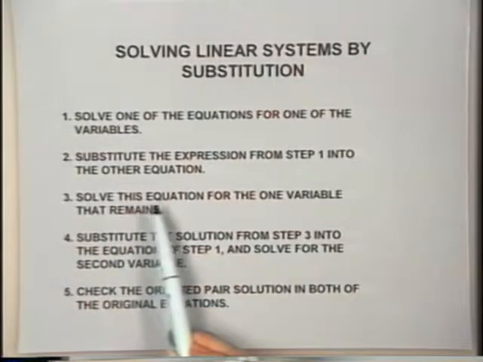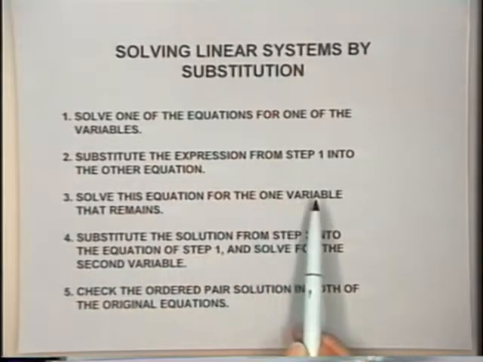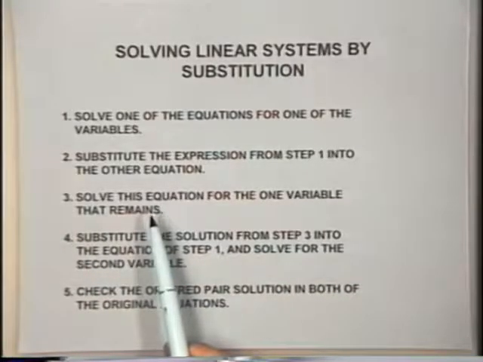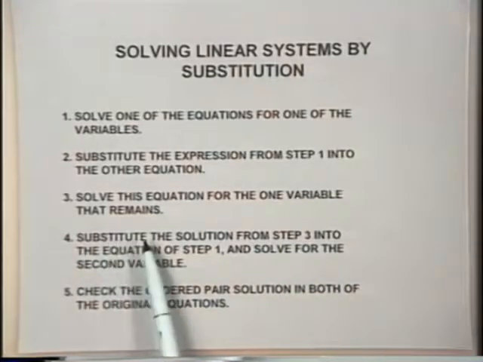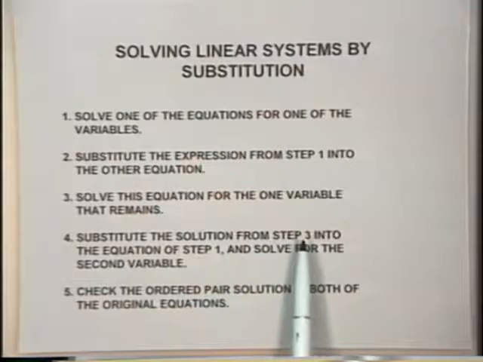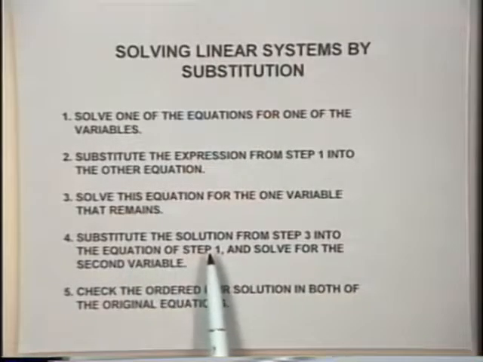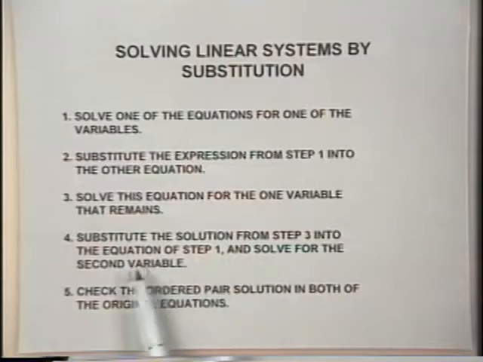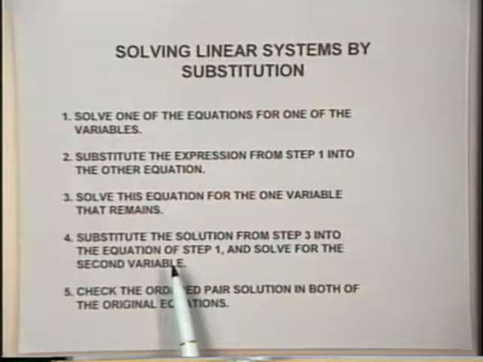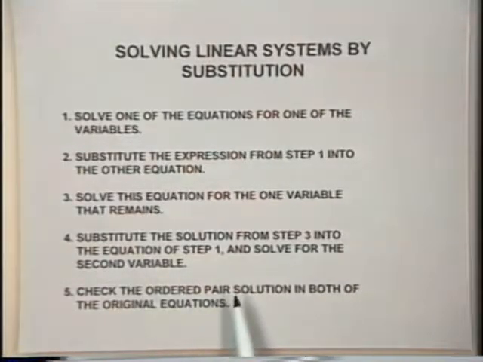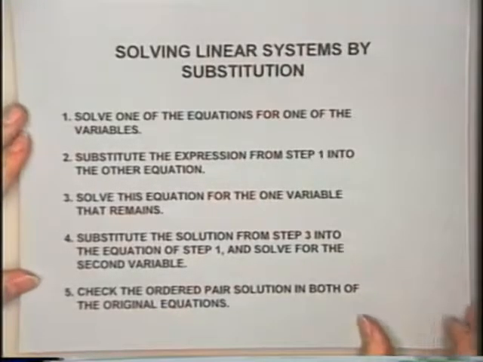Number 3, we will solve this new equation for the one variable that remains. And then fourth, we will substitute the solution from step 3 into the equation of step 1 and solve for the second variable. And then finally, we will check the ordered pair solution in both of the original equations. So we're assuming you've done this process before, but we'll review these steps as we look at an example here.